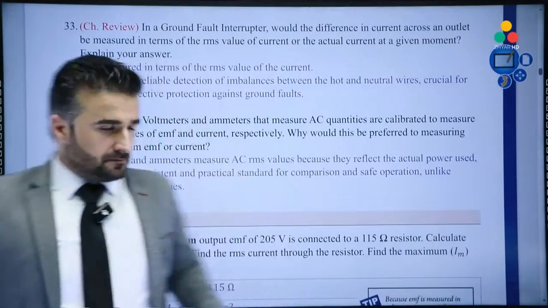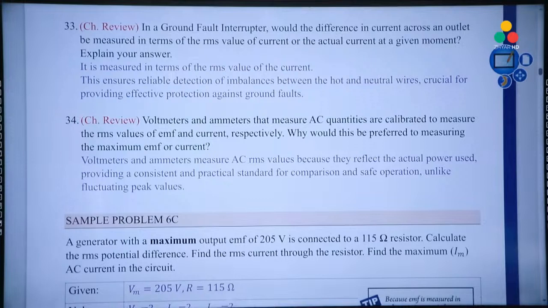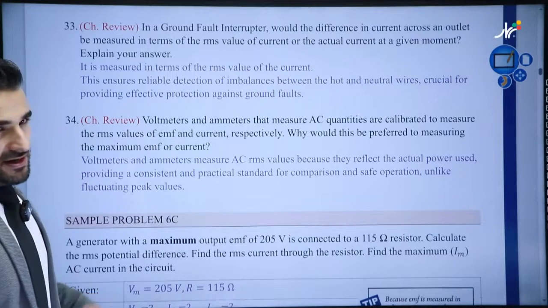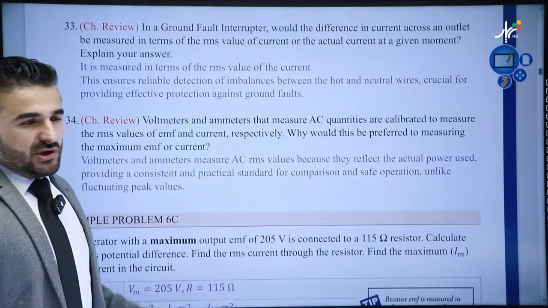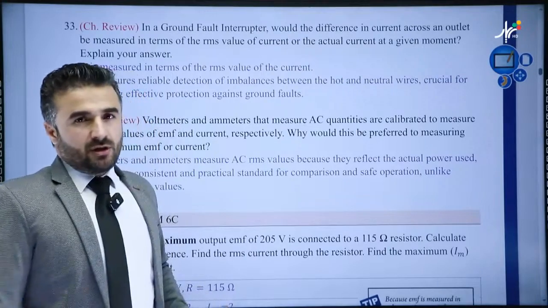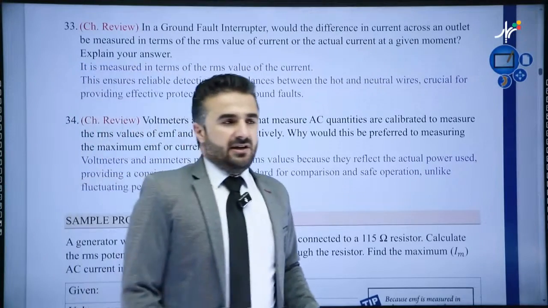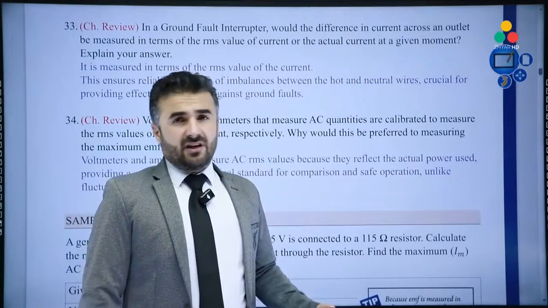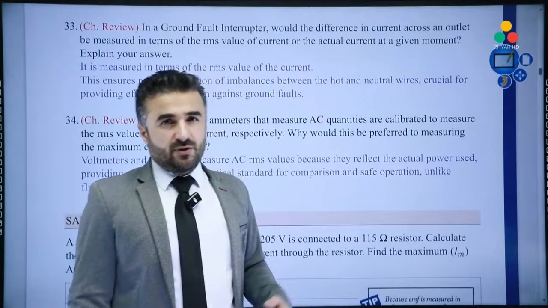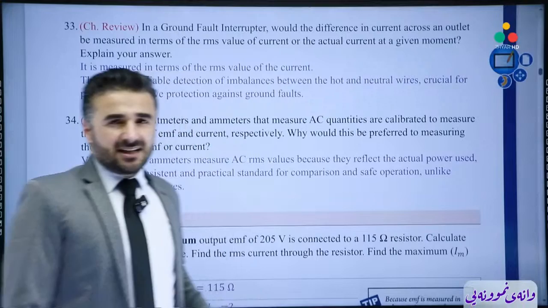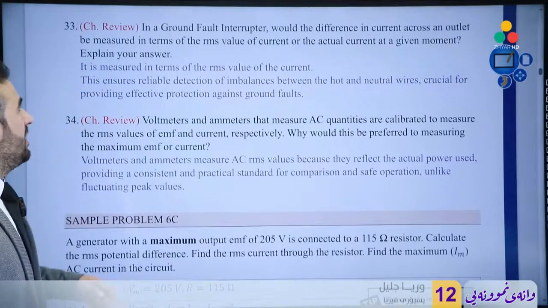It says, in a ground fault interrupter, that is basically a device that, when there is a fault in the circuit, or if electrical current is moving somewhere else, or if the circuit requires more current than it was supposed to, can detect it, and then it can break the circuit.